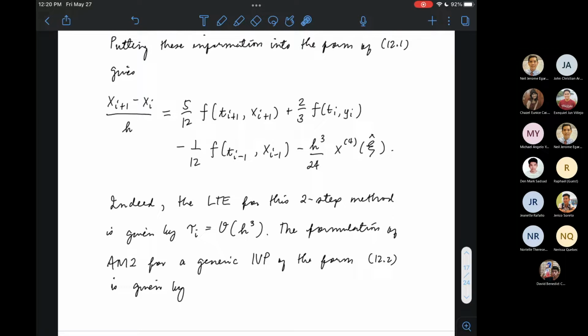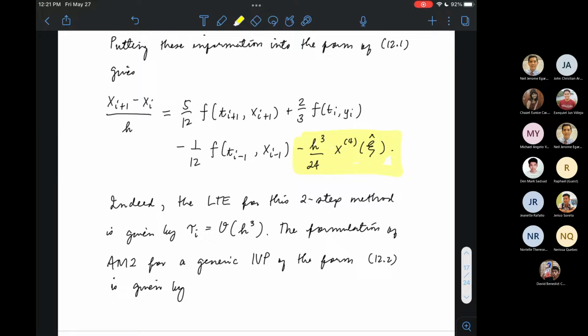Because the local truncation error is the error incurred by replacing the derivative by a difference equation, you know? So yung dx over dt napalitan siya ng x sub i plus 1 minus x sub i all over h equals this guy. And the error term here actually is this. Okay. And you see that this two-step method is of order big O of h cubed as promised.